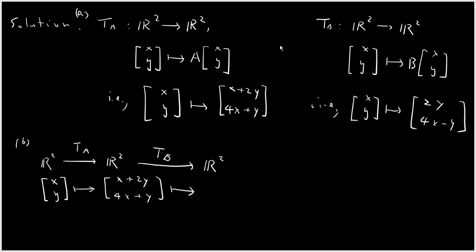To get the output for the composite, we need to apply T sub B to this vector. You could use the ABC stuff, or you could use the interpretation. Anyway, in any case, so anybody want to tell me the first component?